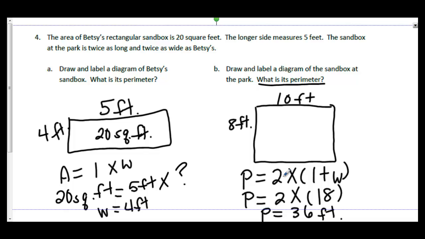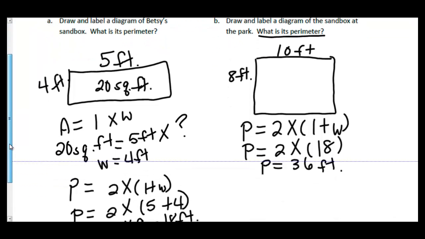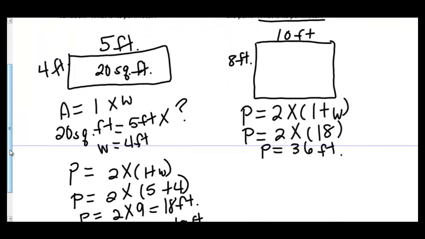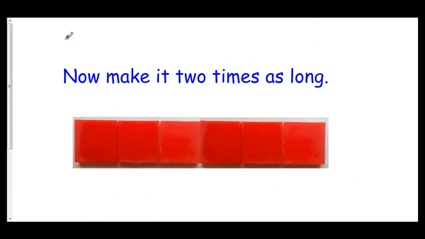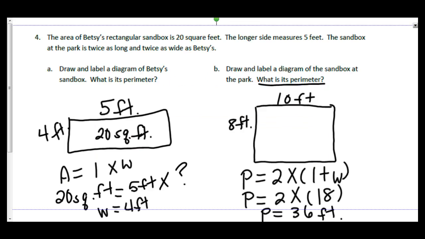All right, scroll down a little bit and write the sentence: the perimeter is 36 feet. That's all. I want you to make sure that you do the practice before you do the exit slip. And if you need extra practice, do the additional practice. Good luck.